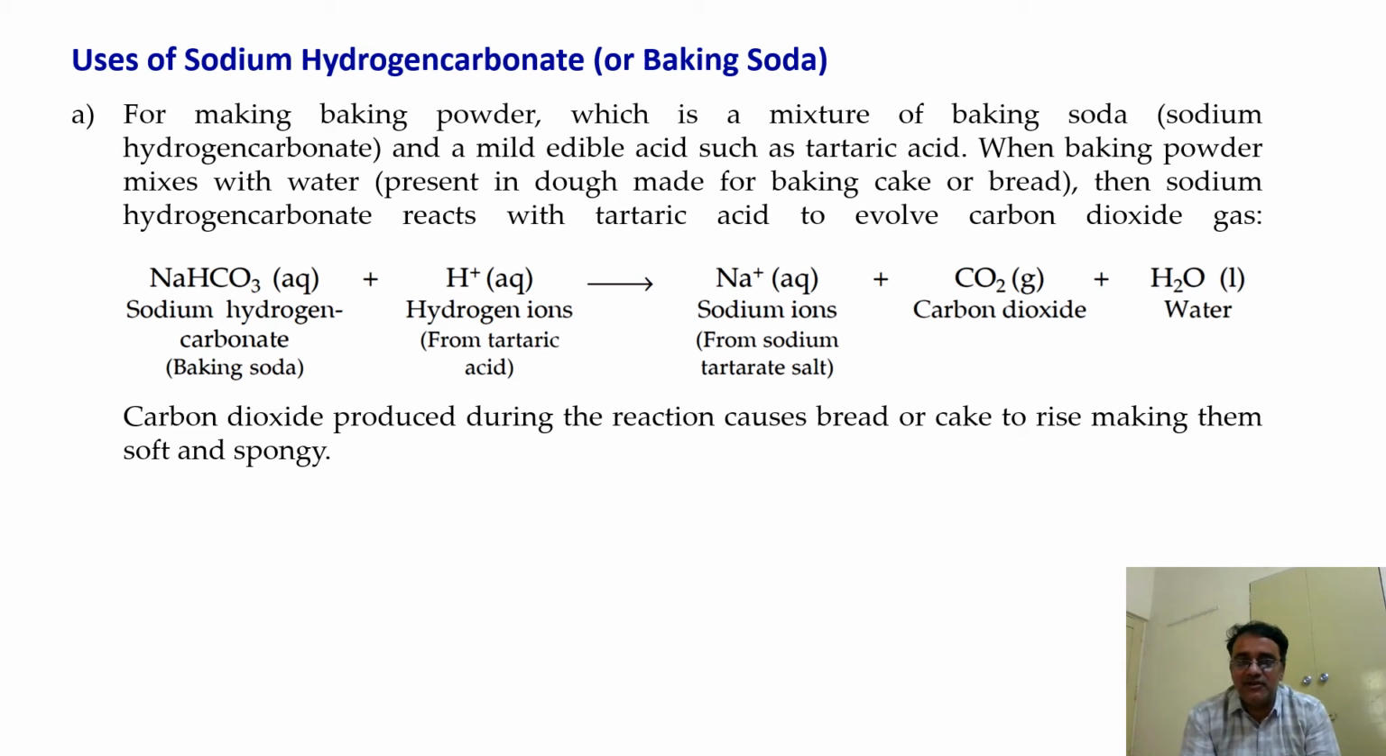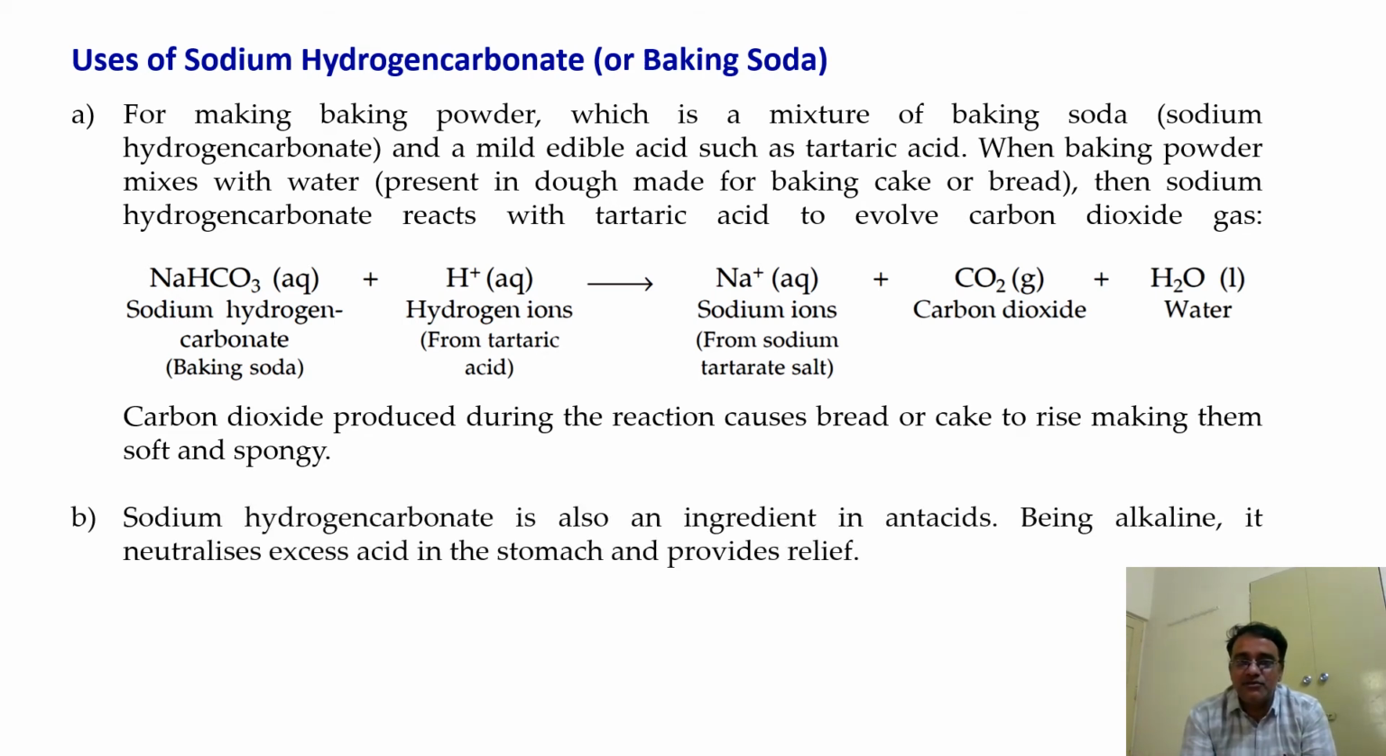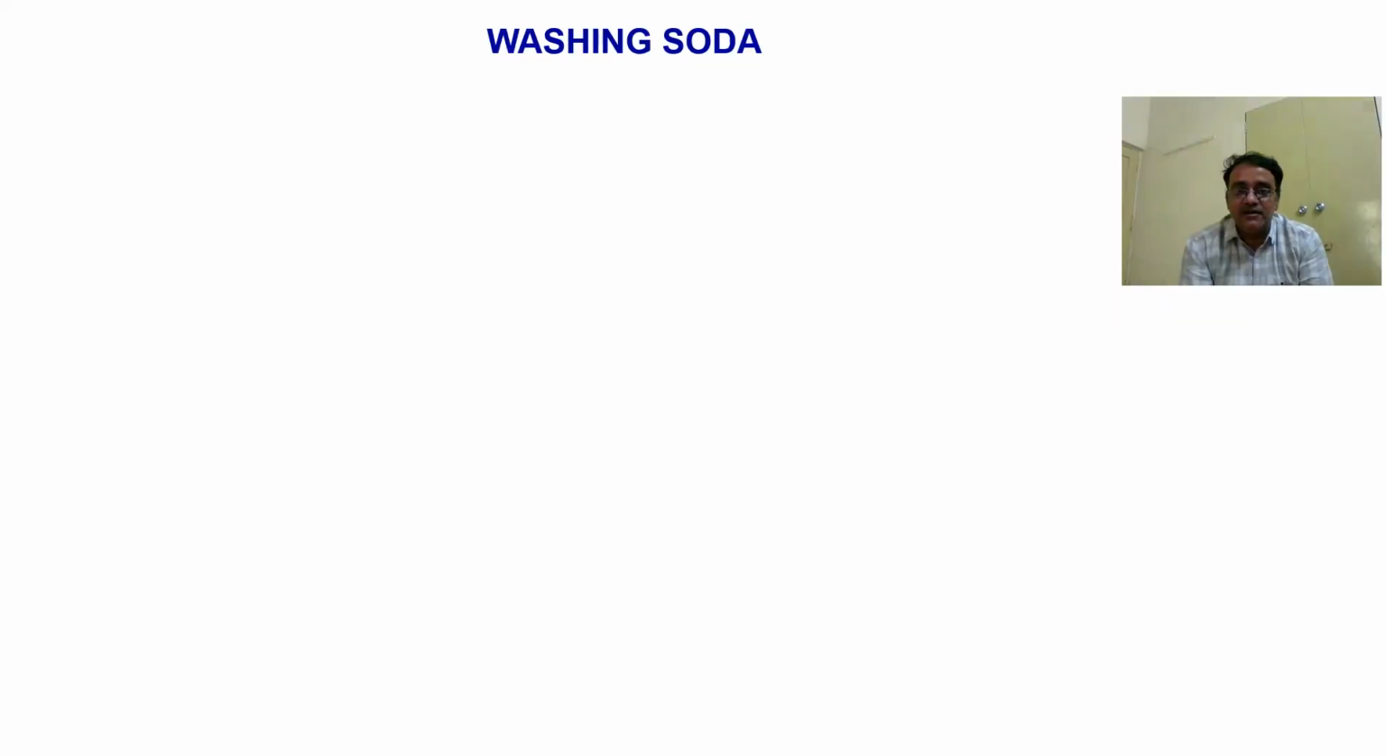Okay, now the second use is that it is also an ingredient in antacids. Being alkaline, it neutralizes excess acid in the stomach and provides relief. That is, it acts as an antacid. It is also used in soda acid fire extinguishers. So these are the main uses of sodium hydrogen carbonate.